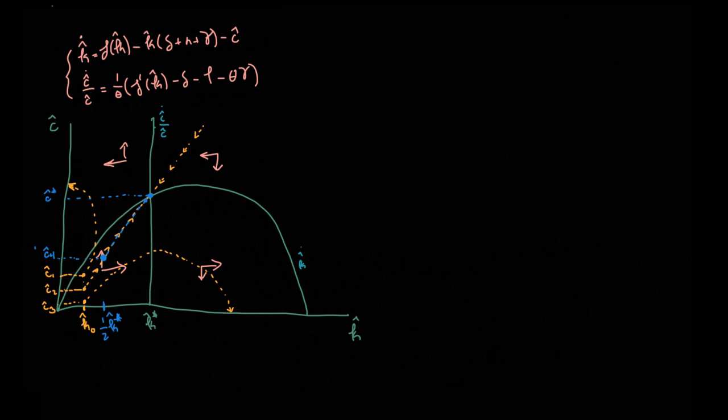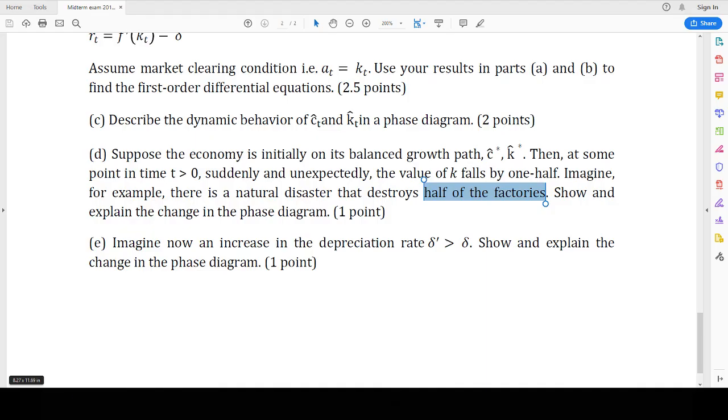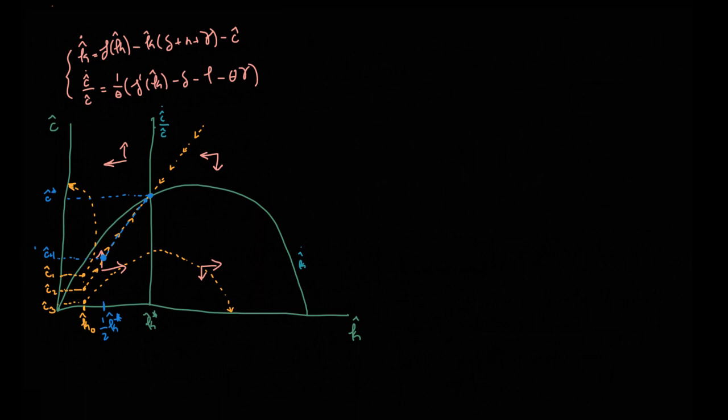Let's look at the last question, part E, which says now to imagine an increase in the depreciation rate from delta to delta prime. So just like when we derived the arrows, we'll look at how that impacts our two equations and shift things accordingly. Here a parameter is changing, so we can probably guess that things are going to shift with delta prime greater than delta. So let's start with the k hat dot equation.